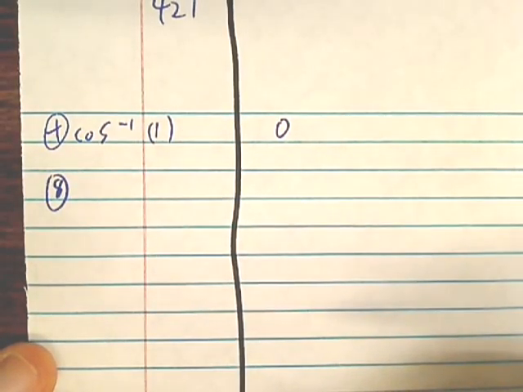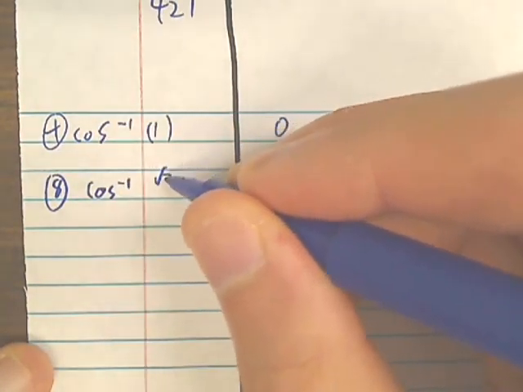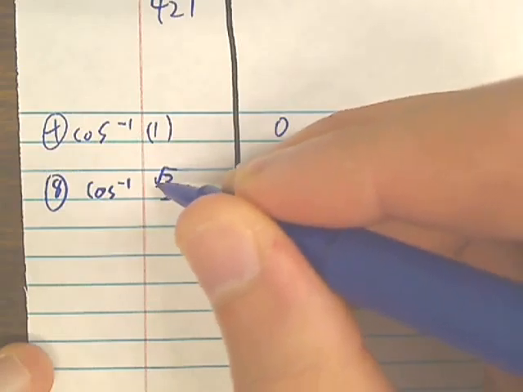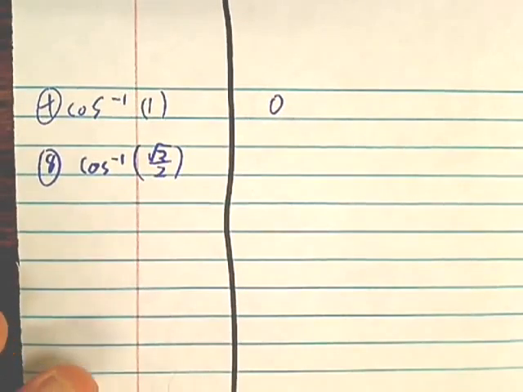Let's try one of those while we're at it. How about number 8? Let's see, inverse cosine of square root 3 over 2. Go ahead and evaluate that. Don't use your calculators. Evaluate it by hand. Go ahead and give it a shot.